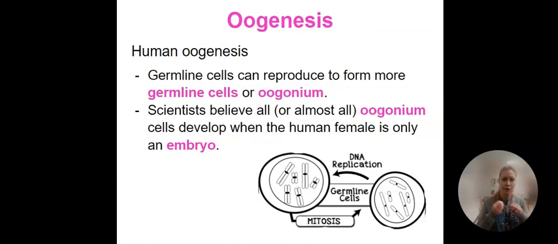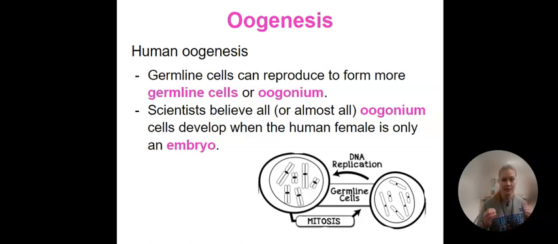Now, for females, it's a little bit different. So meiosis for females is called oogenesis. Now the germline cells that we talked about before still exist. They're still going to form our reproductive cells. They just are known by a different name because they are found in females.